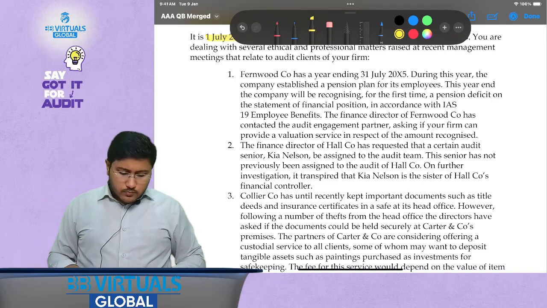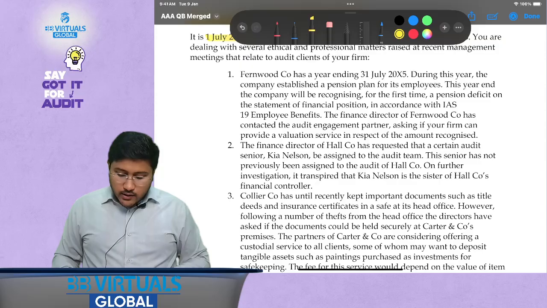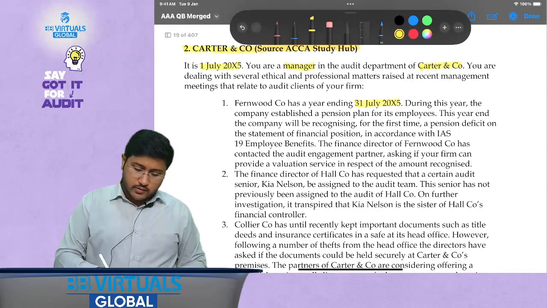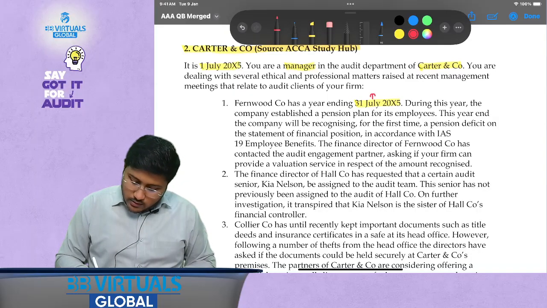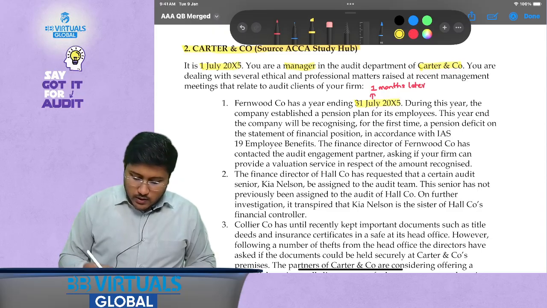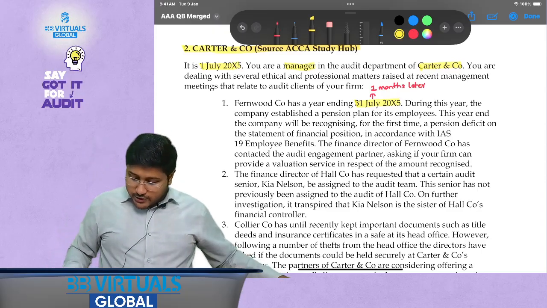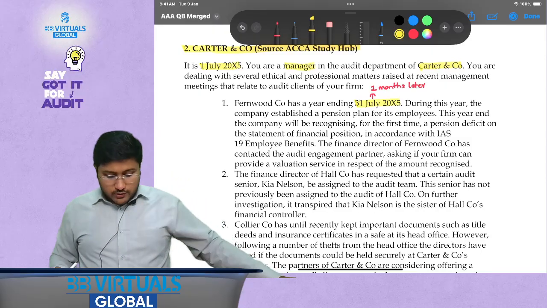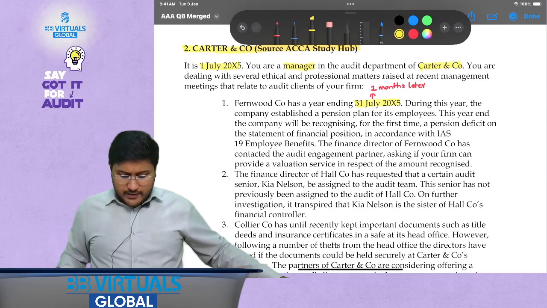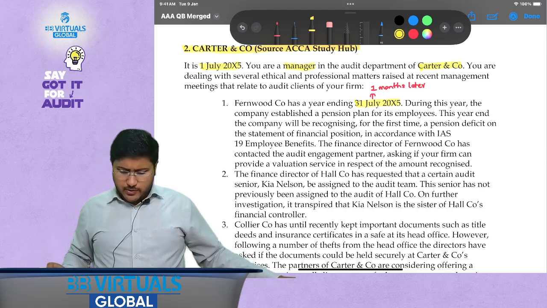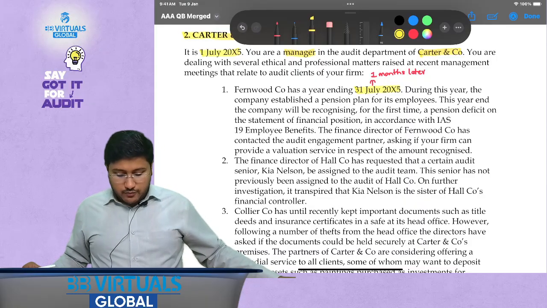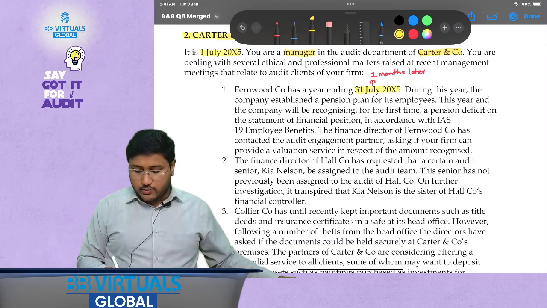Fernwood Company has a year ending 31st July 2025, and you are sitting on 1st July, that is 1 month earlier. Now during this year the company established a pension plan for its employees. This year end the company will be recognizing for the first time a pension deficit on the statement of financial position in accordance with IAS 19 Employee Benefits that you have studied in the FR and SBR syllabus, right? The finance director of Fernwood Company has contacted the audit engagement partner asking if your firm can provide a valuation service in respect of the amount recognized.